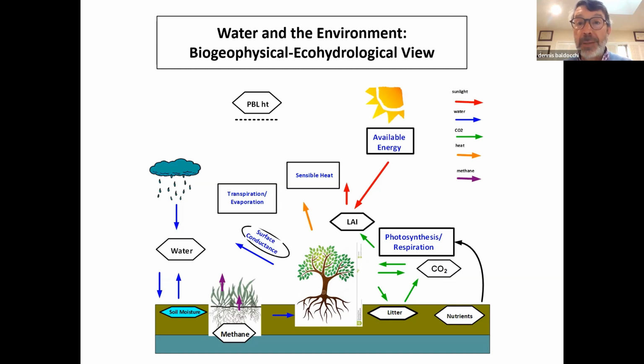Clearly, when we want to think about evaporation, we have to think about available energy. That's the amount of sunlight that is hitting the system, the amount of long wave radiation that's coming from the sky, but what's available. So we have to subtract the reflected short wave and the emitted long wave. And that available energy is very much a function of how much green vegetation there is, the leaf area index.